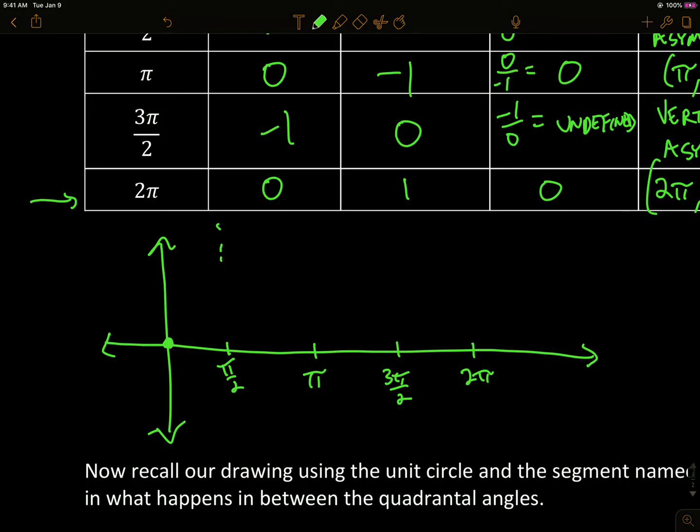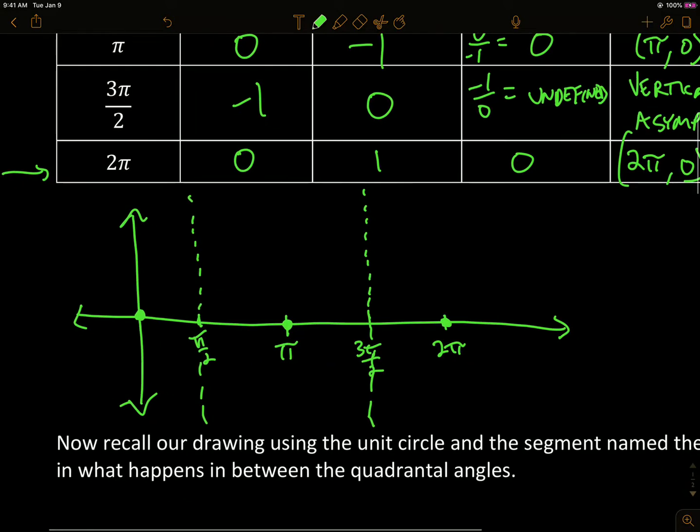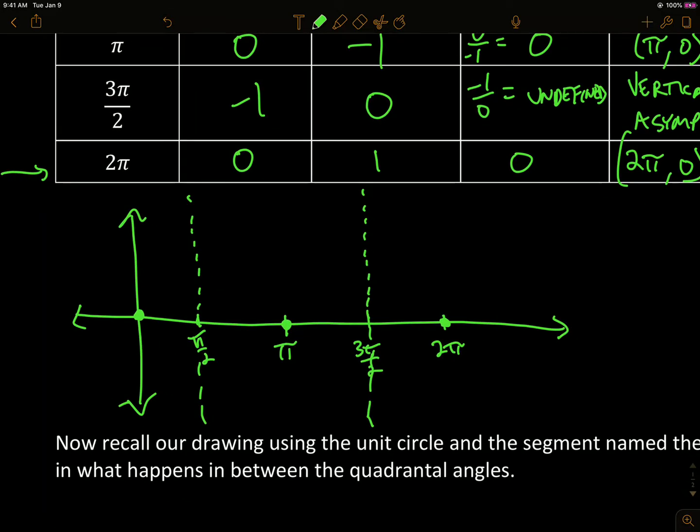At pi over 2, we had this vertical asymptote because the denominator becomes 0 there. At pi, we said the tangent function will be 0. At 3 pi over 2, we get this asymptote again. And then at 2 pi, it's back to 0. And then that would just repeat. If we went to 5 pi over 2, that would be the same thing as pi over 2.